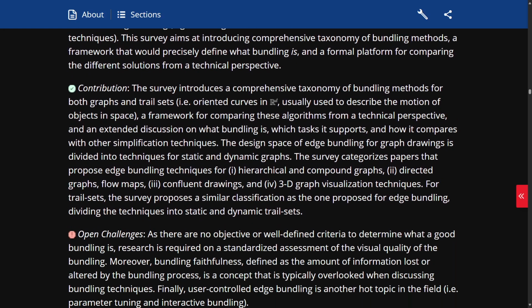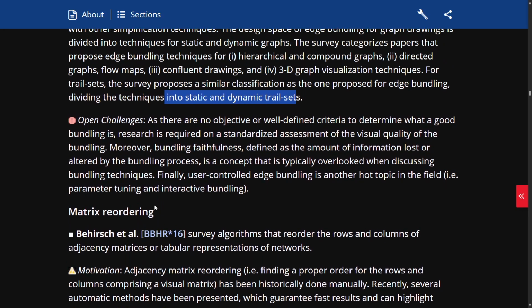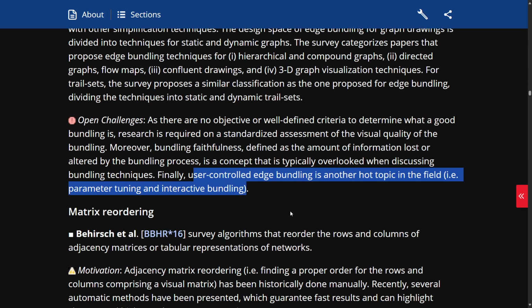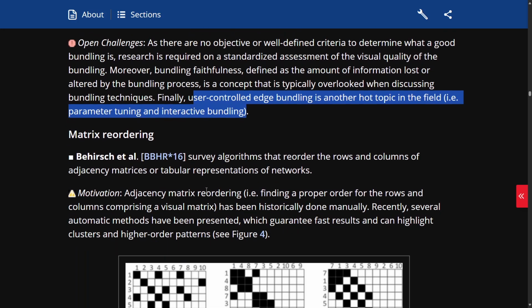Image open challenges. As there are no objective or well-defined criteria to determine what a good bundling is, research is required on a standardized assessment of the visual quality of the bundling. Moreover, bundling faithfulness, defined as the amount of information lost or altered by the bundling process, is a concept that is typically overlooked when discussing bundling techniques. Finally, user-controlled edge bundling is another hot topic in the field, i.e. parameter tuning and interactive bundling.